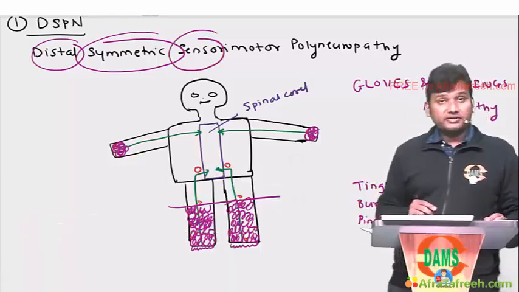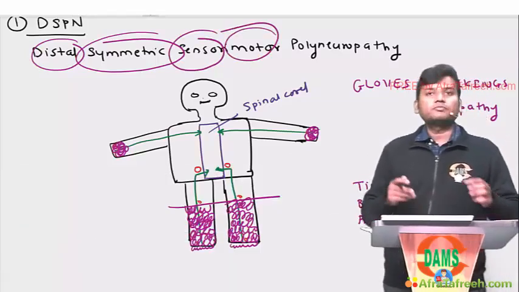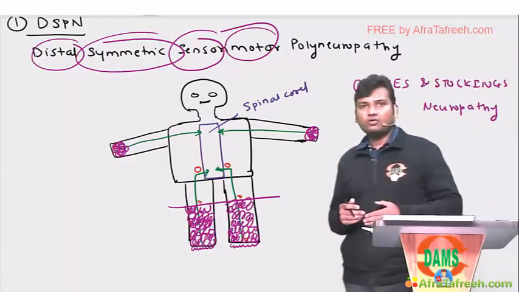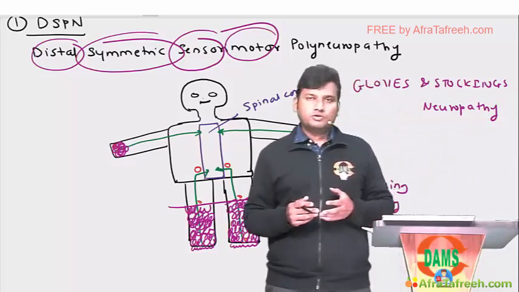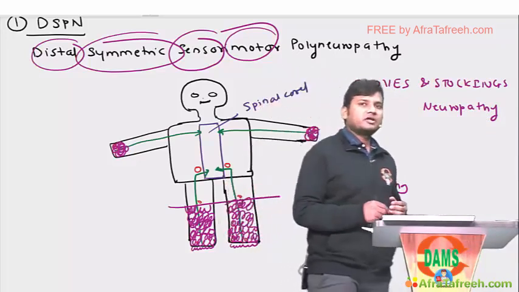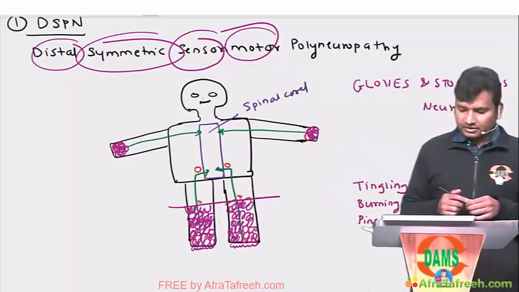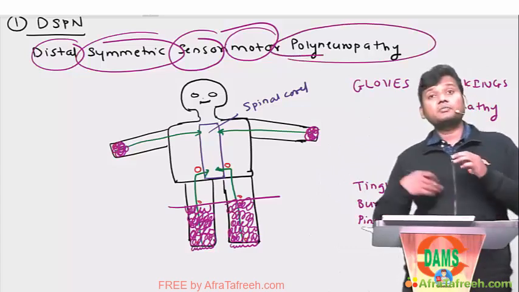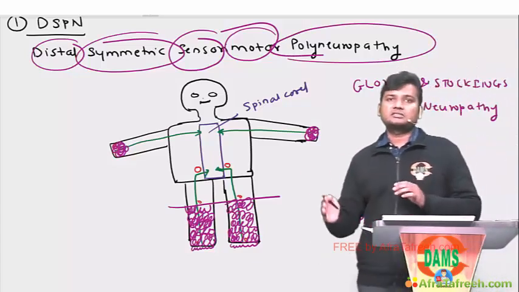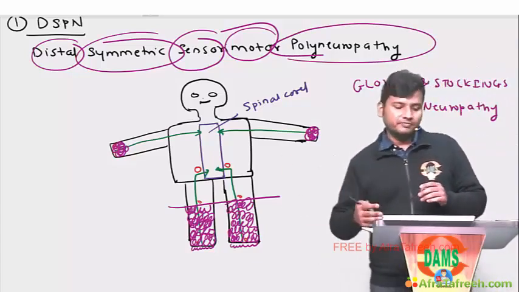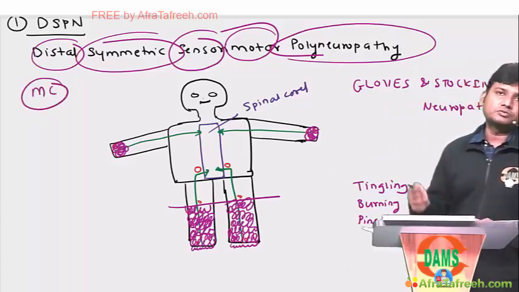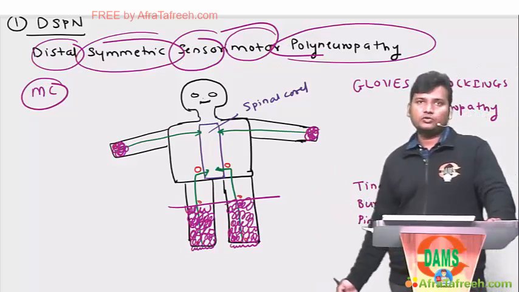Sensory features we have discussed. Motor features means muscles will be affected. So the patient will have weakness, difficulty in walking. First the muscles of the soles will be affected, then the muscles of the ankles will be affected. So the patient will have paralysis type features. Then polyneuropathy, multiple nerves will be affected. So it is distal, symmetric, sensory motor polyneuropathy. It is the most common type of diabetic neuropathy.